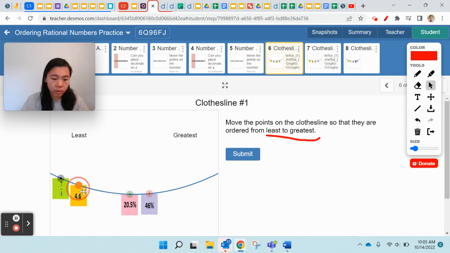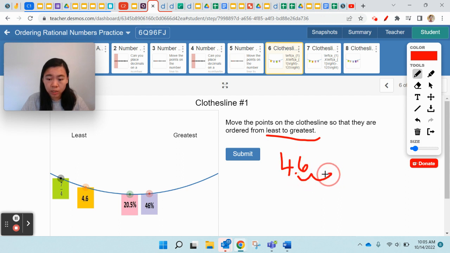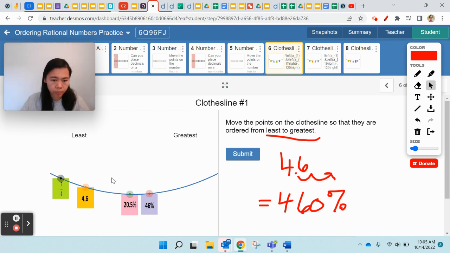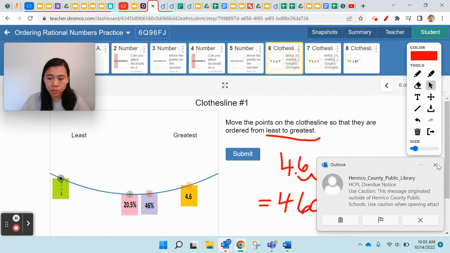Now we've got to think about where these whole numbers go. 4.6. Okay, remember 100% is 1 whole. So 4 whole is 400%. This is actually 460%. If you want to change this decimal to a percent, we have to move the decimal place over to the right 2 times and fill in this gap with a 0. So this is 460%, or you can reason like I did, 4 whole, 400. So that's way over here. That's much greater than these 2 percentages.